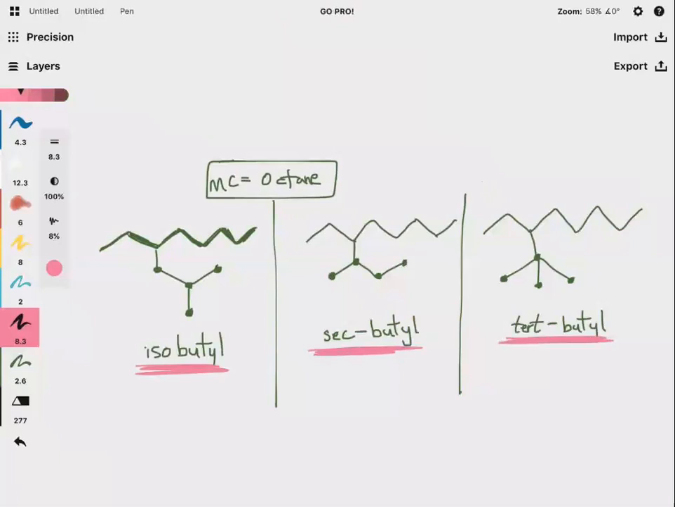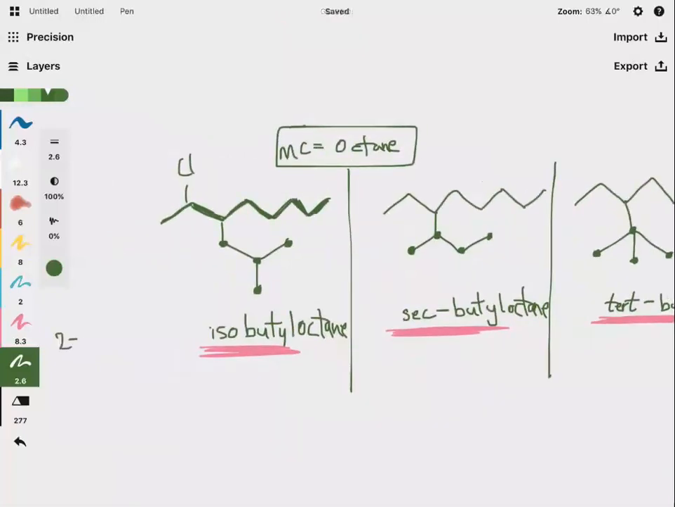The name of this compound, or all of these compounds, would just be isobutyl octane or sec butyl octane or tert butyl octane. And then we can do fancy things to it. If I just put a chlorine right there, that would be 2-chloro-3-isobutyl octane.